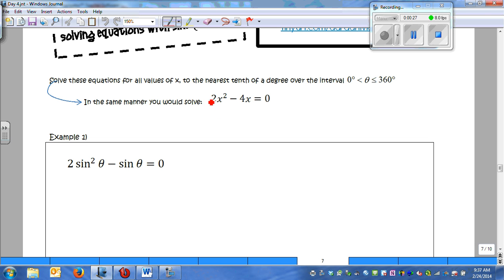The only way to go about this one, 2x squared minus 4x equals 0, is to factor out a GCF. The GCF here is 2x. When you take that out, you're left with x minus 2. At this point, you set each of those factors equal to 0, 2x equals 0 and x minus 2 equals 0, and you would come up with two answers, 0 and positive 2.